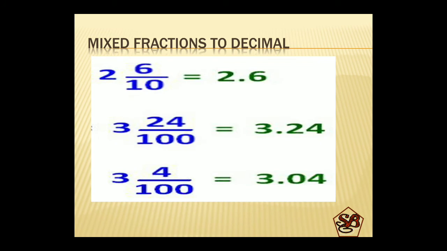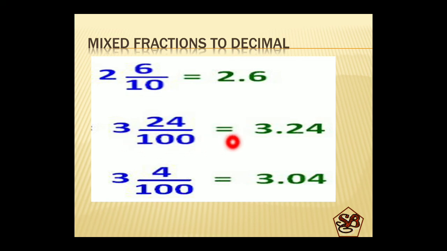Converting mixed fractions to decimal numbers. Now here the whole number in the mixed fraction stays the whole number in the decimal also, and the decimal will come after this point only, that is 2 point. Now we look at the fraction part. The fraction part has 1 zero in the denominator, so the point will come after 1 digit, that is after 6. So the final number which we get is 2.6.